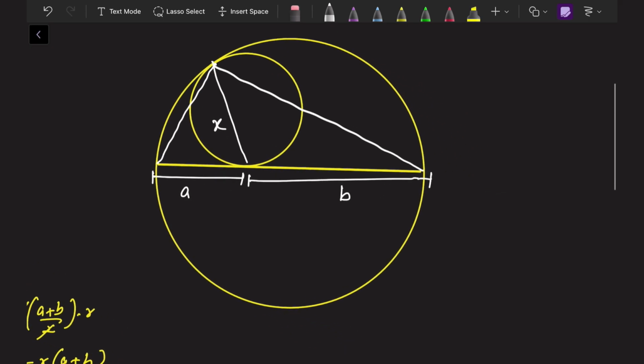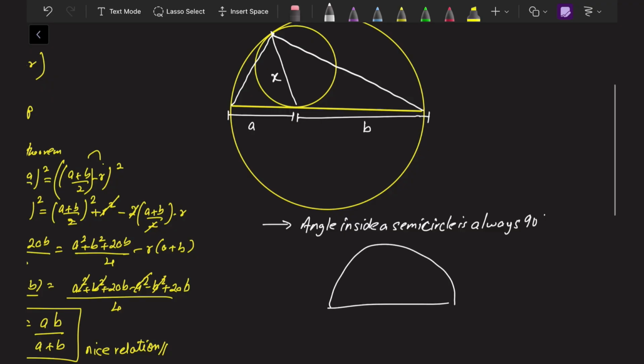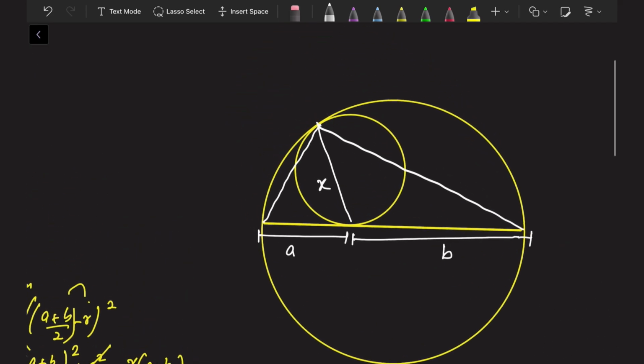Now first thing again we can see that the theorem from the previous video would be used, not from the previous video, generally from your school also, and that is angle inside a semicircle. Angle inside a semicircle is always 90 degree. What this theorem says is that in a semicircle, if you draw a triangle such that the top touches the circumference, then that angle would always be 90 degree. Hence, this particular angle over here would be 90 degree.